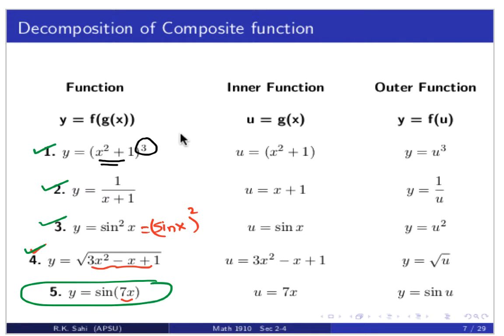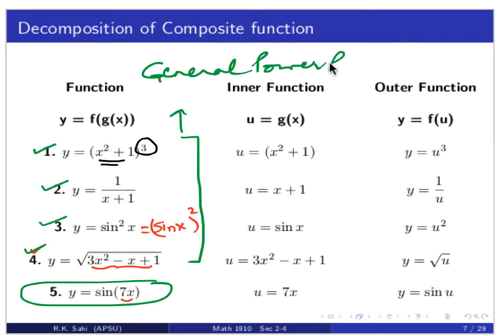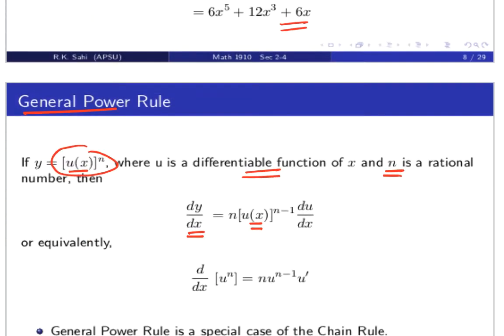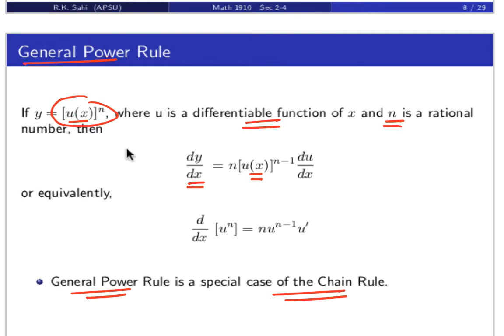Also remember, when we did these four problems, we had applied what is called the general power rule. Let me go over the general power rule with you too. What is the general power rule? The general power rule says if y is u to the power n, where u is a differentiable function of x and n is a rational number, then the differential of y, which is the differential of u to the power n, is n times u to the power n minus 1 times u prime. So we notice that the general power rule is a special case of the chain rule.